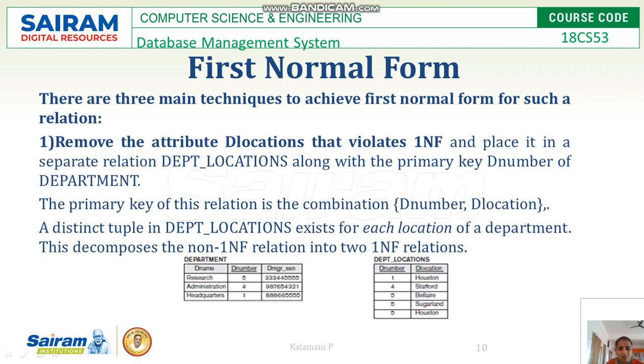For example, department name, department number and manager are attributes that are not violating the condition, so we make them one table. And the attribute which is violating the condition in the department relation is department location. Along with that, the department number primary key is taken and made into another table. So the first technique is splitting the relation into 2 sub-relations. Okay. So now we have department and department locations, both in first normal form.